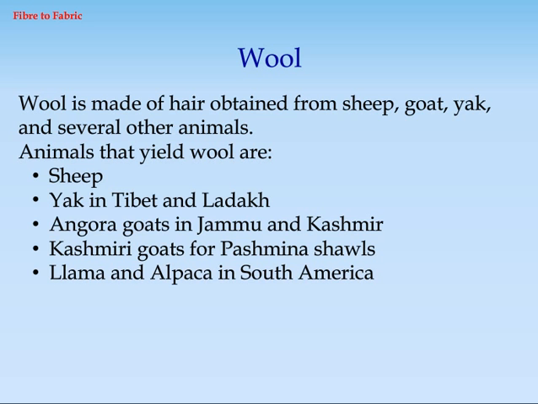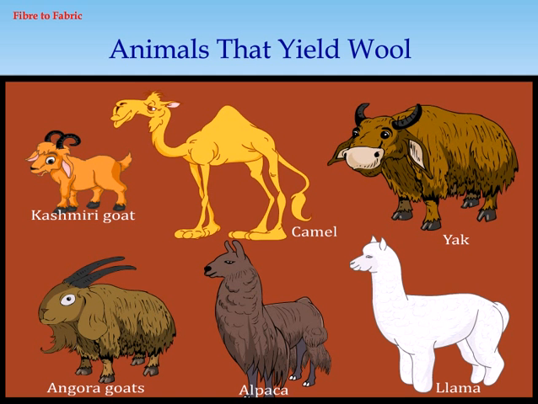Animals that yield wool are sheep, yak in Tibet and Ladakh, Angora goats in Jammu and Kashmir, Kashmiri goats for Pashmina shawls, llama and alpaca in South America. Animals that yield wool. Examples: Kashmiri goat, camel, yak, Angora goats, alpaca, and llama.